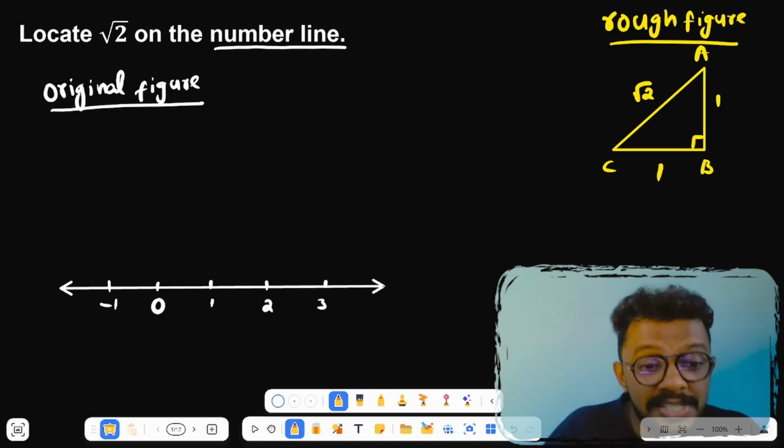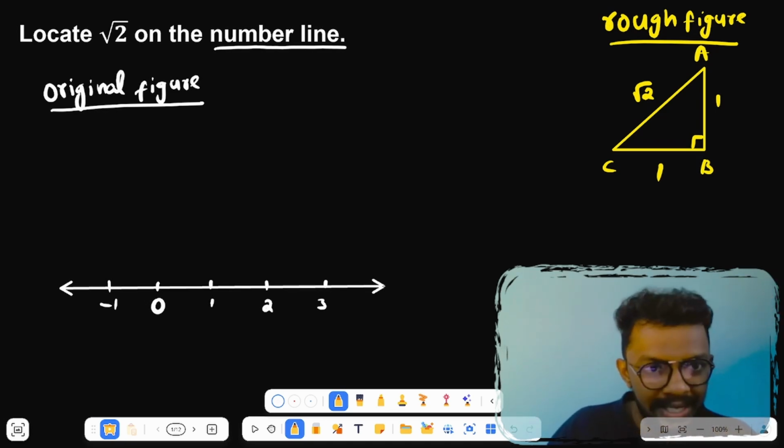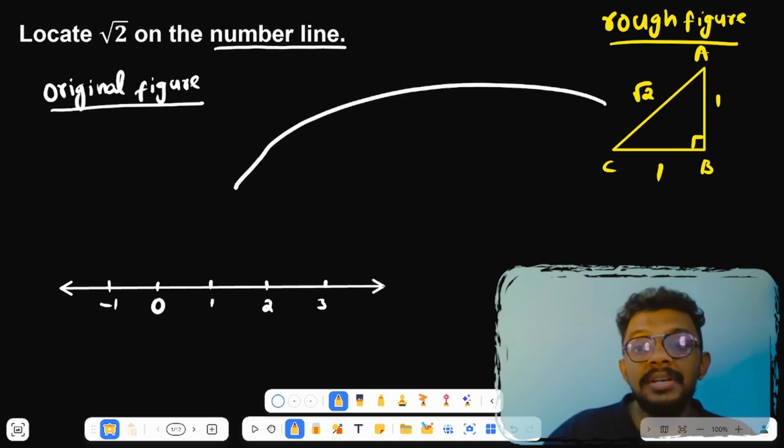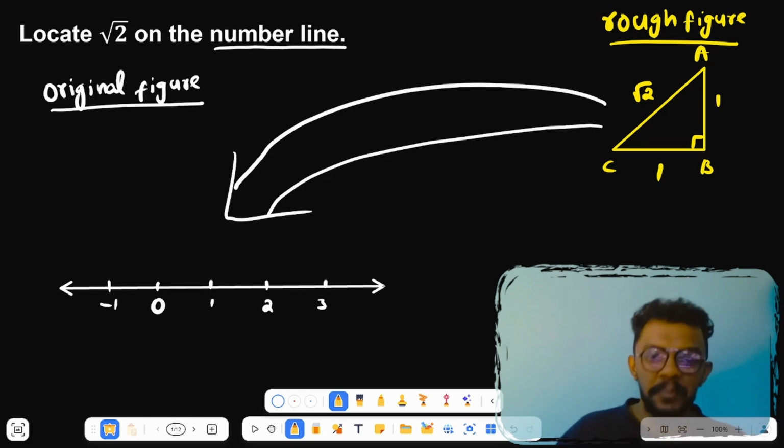According to this unit, I need root 2 unit on this number line. What is the strategy? The strategy is simple, the same figure. Already I got a rough figure. I have to mark this rough figure on this number line. How can I do that?